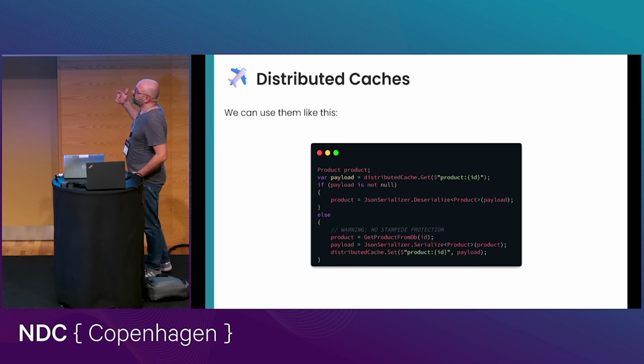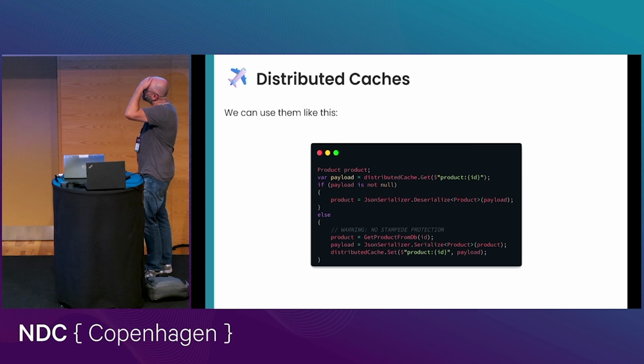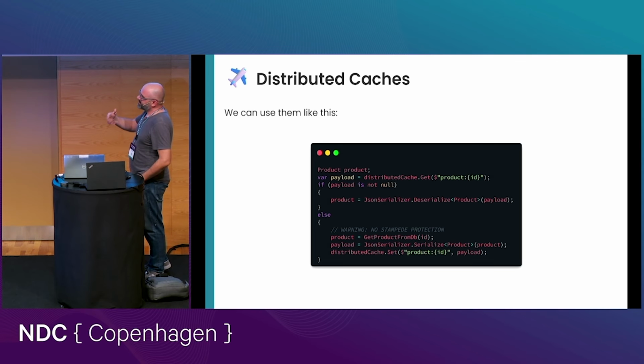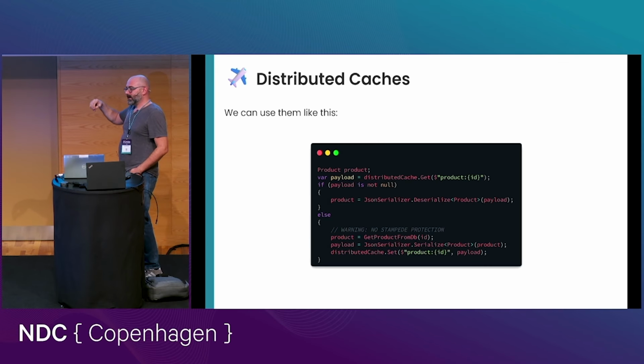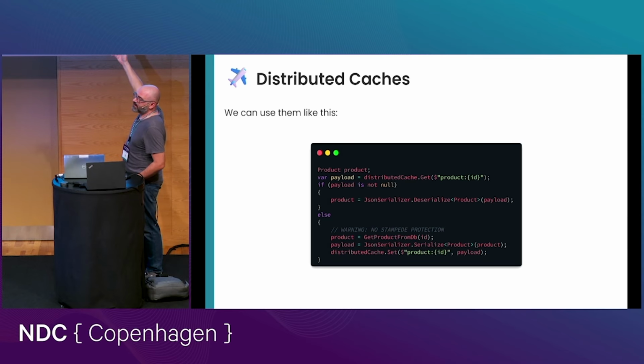This is how you work with the distributed cache in .NET. And as you can see, the code is already a bit longer than before. Why? Because, as I said, we need to take care of serialization and deserialization. So here we are getting the binary payload, the byte array, basically, from the cache. If it's not null, it means that we had a cache hit, so we found the entry in the cache. And in that case, we just deserialize that into a product, in this case, or whatever is your object model.